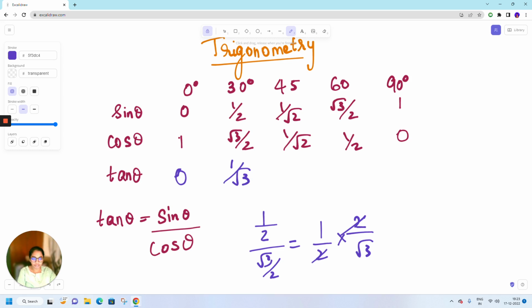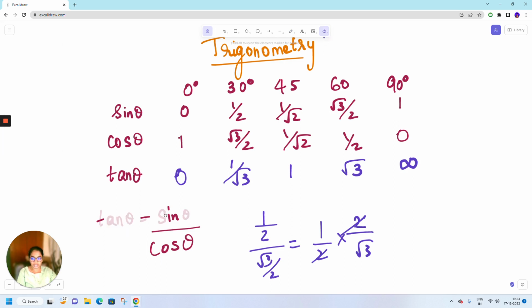The same thing, if I divide 1 by root 2 and 1 by root 2, they are the same, right? They get cancelled and I would get 1. As you see, root 3 by 2 and half, the denominators are same. They get cancelled and I would get root 3. What is 1 divided by 0? It is not defined, or we usually denote it with infinity. So these are some standard trigonometric values.